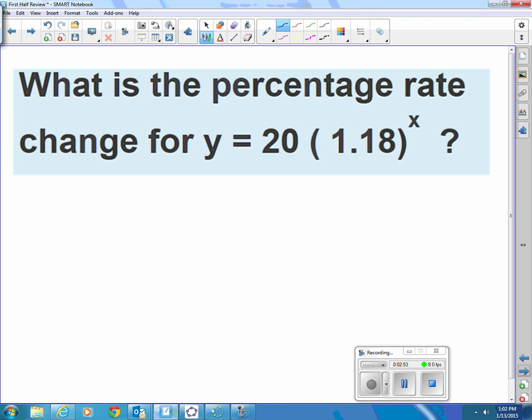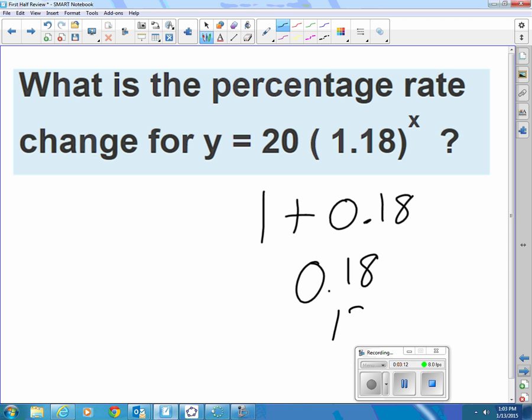What is a percentage rate change? Y equals 20 times 1.18 raised to the x. Well, that 1.18 comes from 1 plus 0.18. So it's a 0.18 increase times that. So that would be 18%.